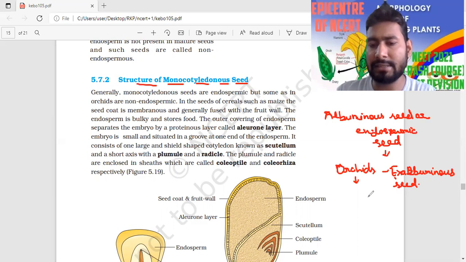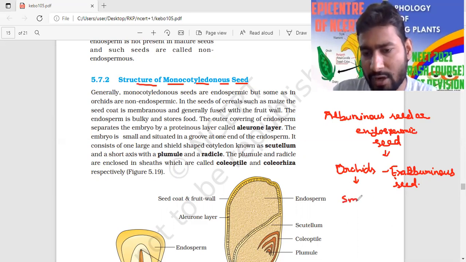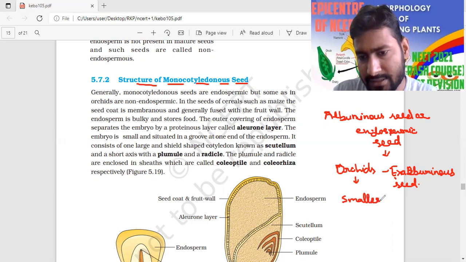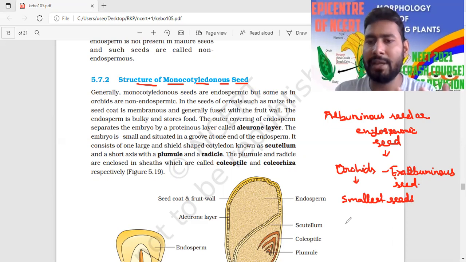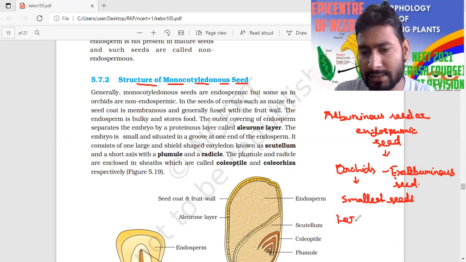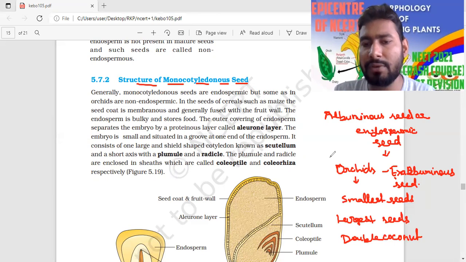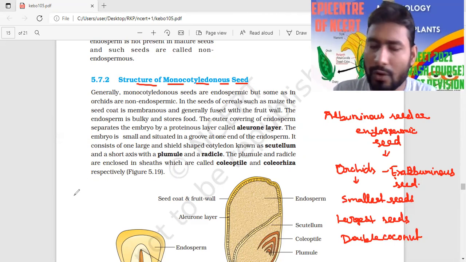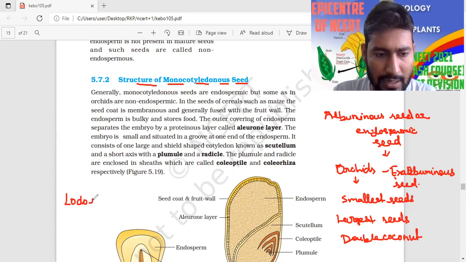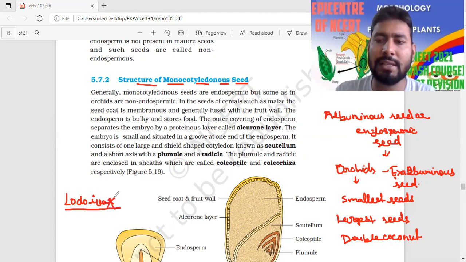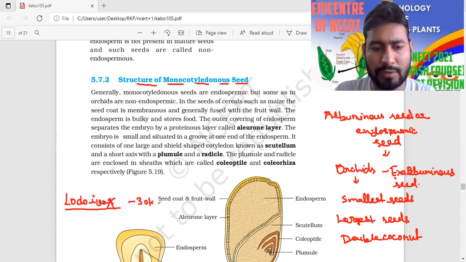Another property of orchids is that they have the smallest seeds. Orchids are the smallest seeds. If we are talking about the smallest, you also have to know about the largest seed. The largest seed in the world is called the double coconut. Another name for double coconut is Lodoicea.